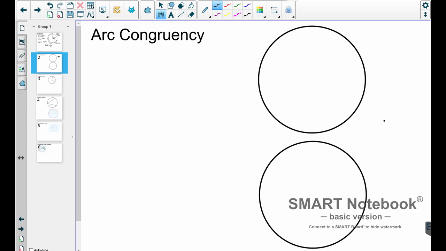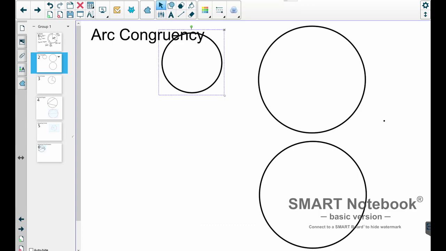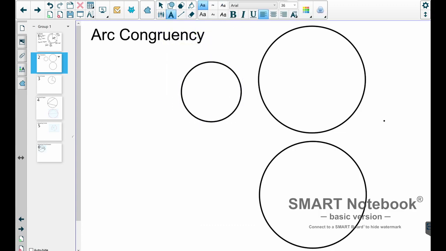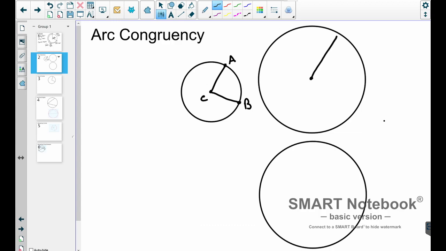So let's say, and I'm going to draw myself another circle just for the example here, and this won't be perfect, but we'll try. We have this smaller circle here with a center point, and we'll call this center point C, with points A and B out here. And then we have this circle. Let's just call our center point L. We'll call these points M and N, just to get you guys used to using some different letters here.